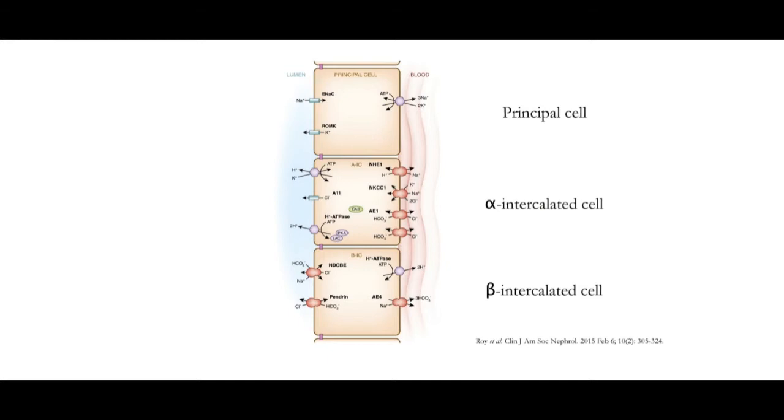All right, this figure actually came from a paper, but I like it because it included a lot more detail and it showed all three of them side by side. So on the top, we're looking at our principal cell. Our principal cell is going to do what for potassium?